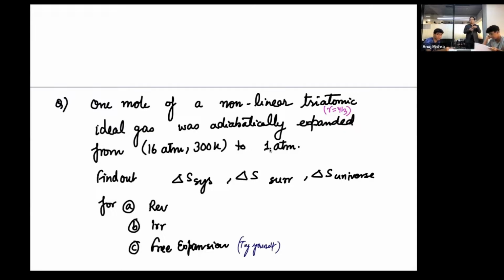Then why do they specify non-linear? Gamma is 4 by 3. I gave you gamma directly as 4 by 3. But it's a non-linear molecule. It will have degrees of freedom: translational 3, rotational 3. You've done this, right? And vibrational will be 3n minus 6, but vibration is non-active, so only 6 will be considered. And gamma is 1 plus 2 by f. F is 6, so 1 plus 2 by 6 is 4 by 3. Gamma is also called Poisson's ratio.